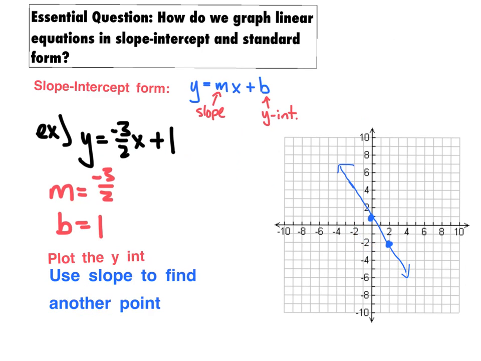I would also like to point out that this slope of negative 3 over 2 is the same thing as 3 over negative 2. So we could have gone up 3, 1, 2, 3, and then backwards 2 to find this other point.